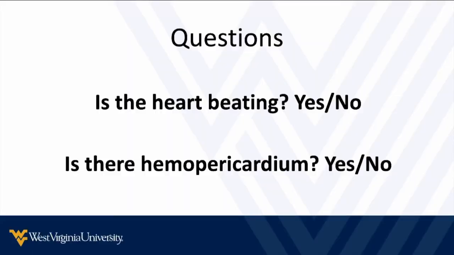Our questions are pretty straightforward. Is the heart beating? Yes or no? And is there hemopericardium? Yes or no? Now, as you get more advanced, you may be able to pick up signs of blunt myocardial injury, which may be causing cardiogenic shock. That's beyond the scope of what we're going to talk about today. And if you want more information on that, if you haven't already, you should check out our web course on heart and lung ultrasound in identifying cardiogenic shock.